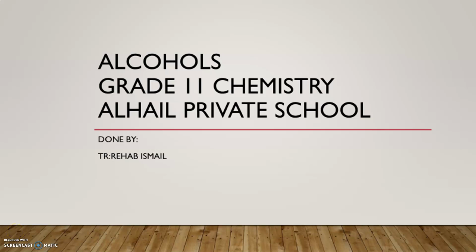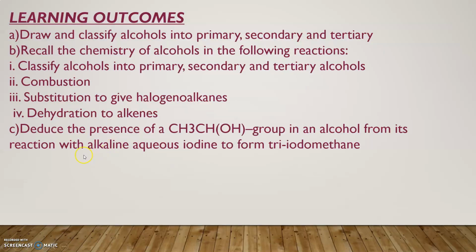Dear students, grade 11. In today's video we are going to complete the chapter about alcohols. Let's take a look at the learning outcomes and remember what we have studied in the previous parts. We learned how to draw and classify alcohols, and that there are three classifications: primary, secondary, and tertiary. And you have learned how to identify each of them by just looking at the carbon attached to the functional group, which is OH.